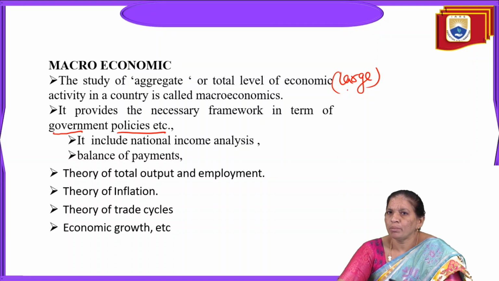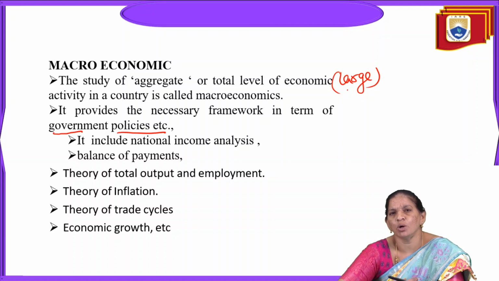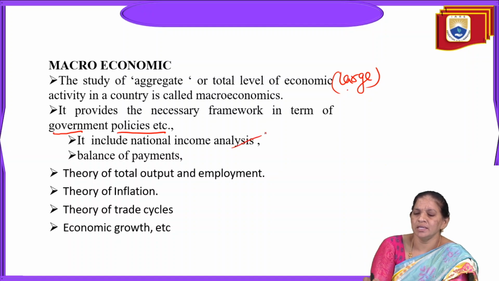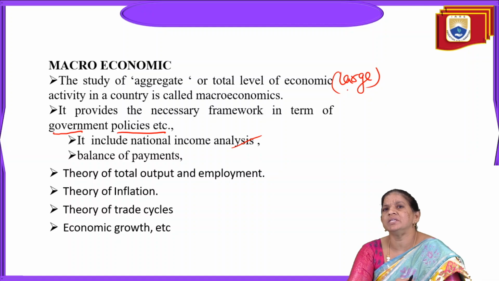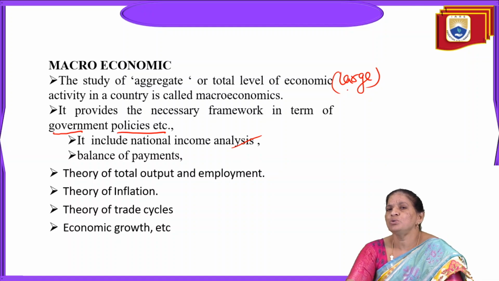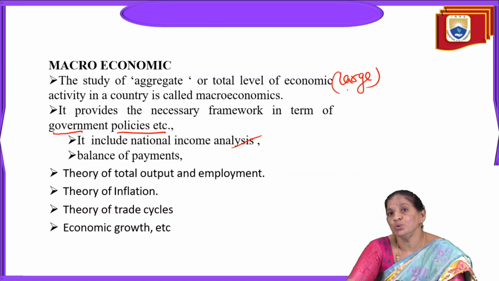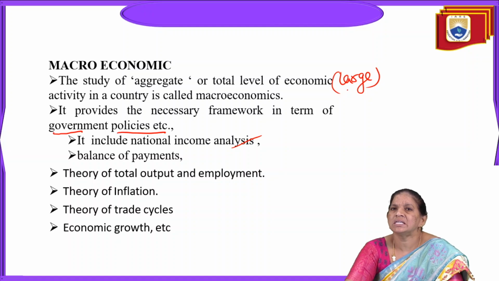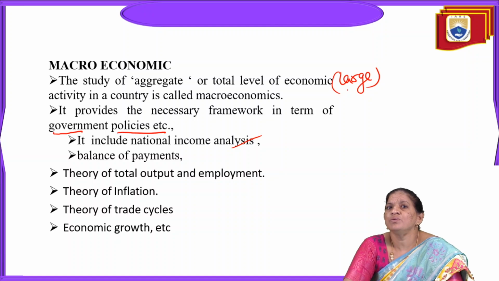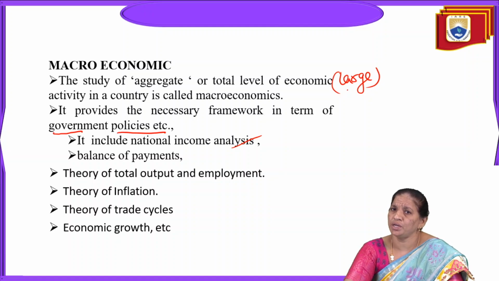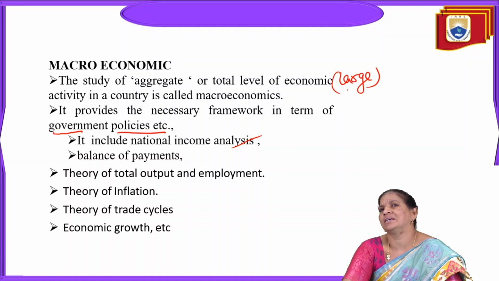Macroeconomics deals not only with government policies, it also includes national income analysis. What is national income? We identify national income in terms of GDP, the gross domestic product. The gross domestic product is the total products produced within the country. So when I want to see the country's GDP, I must know the total national income of the country. In micro we have an individual's personal income; when I add the total incomes of the individuals within the country, we get the national income.